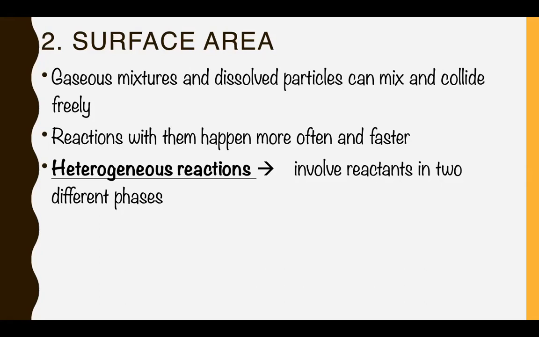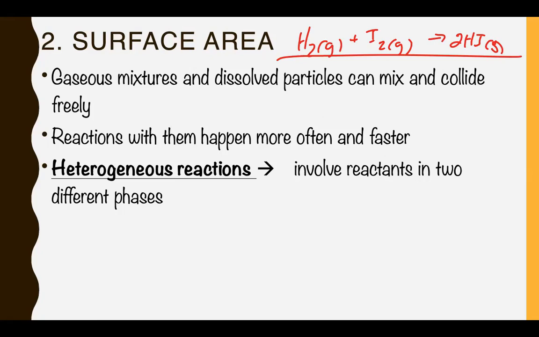Heterogeneous, sorry, I got that completely switched around. Homogeneous reactions are when everything is in the same phase. So the example I had last week or the week before, hydrogen gas plus iodine gas yields hydrogen iodide. So you have H2 gas plus I2 gas yields 2HI gas. This is an example of a homogeneous reaction because everything is gas.